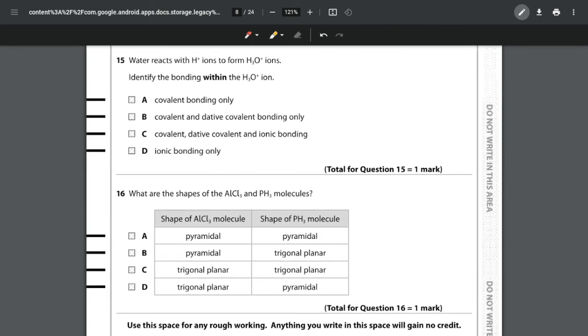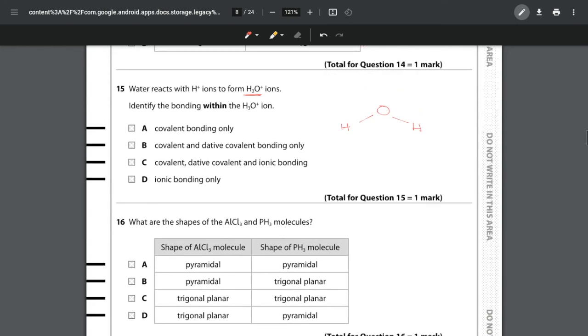For question 15, water reacts with hydrogen ions to form H3O+ ions, and we want to identify the bonding within this. So we're going to be looking at the structure here. So we would take water, and when it bonds with the hydrogen ion, it's going to form a dative bond, and we're going to get an overall positive charge here.